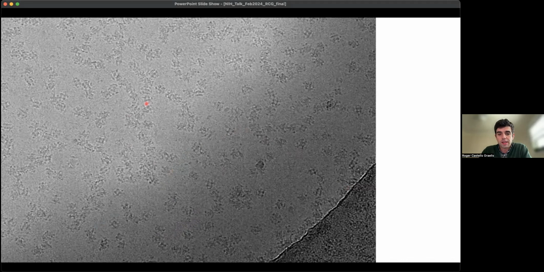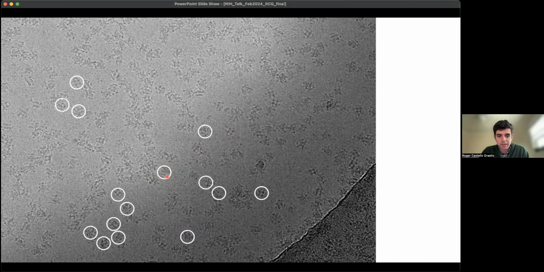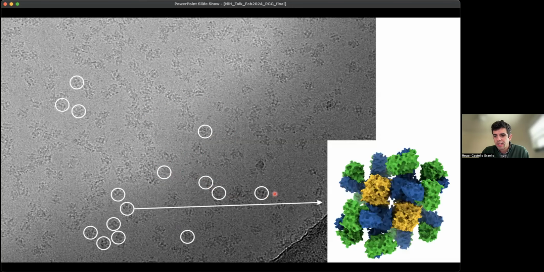So here in this case, you can see an image from the cryo microscope, and here I have highlighted some of the particles that correspond to our protein complexes. In this case, it corresponds to one of these protein cages that is working as an imaging scaffold, and I'm going to talk more about this now.